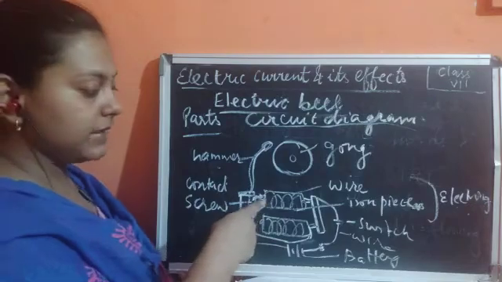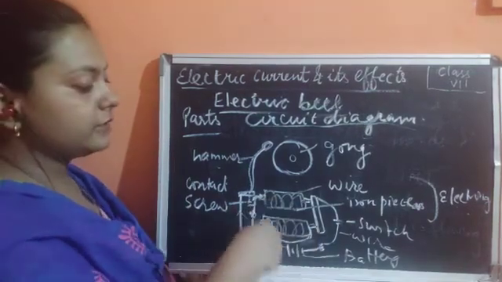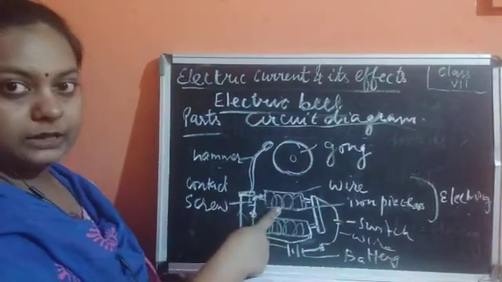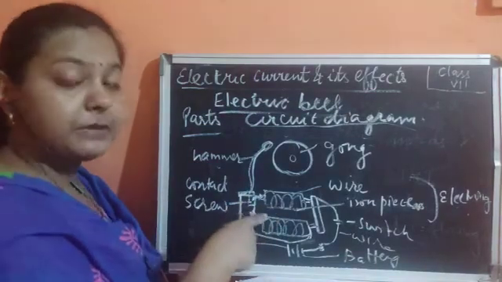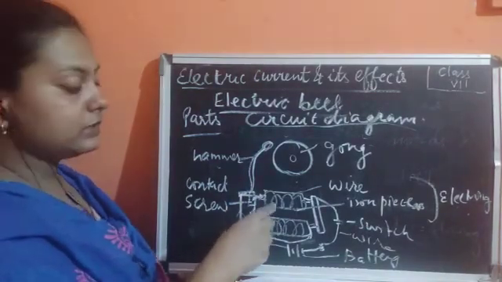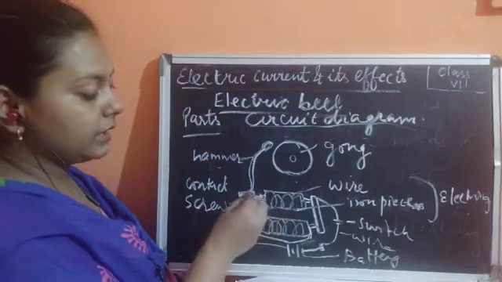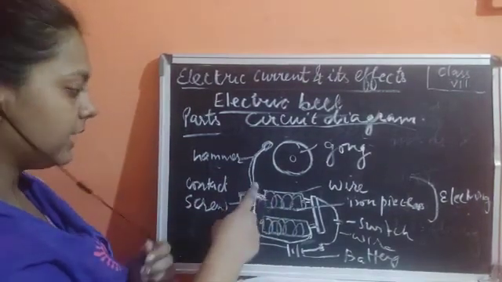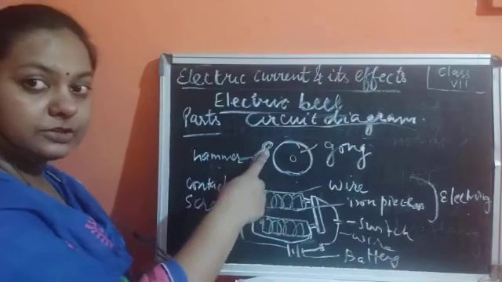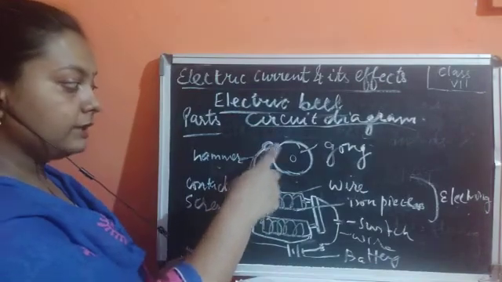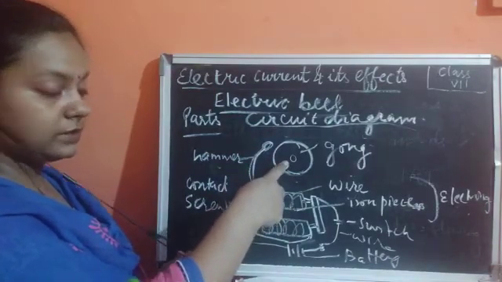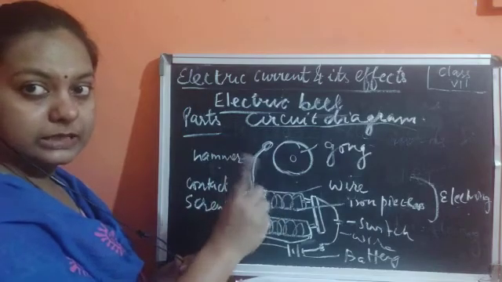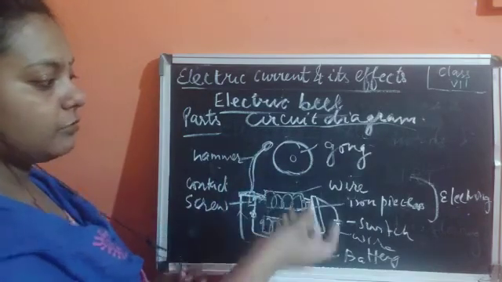Because this behaves like a magnet. First the current flows in this electromagnet, in this iron piece with the wire. Now what happens? Once the current starts flowing, it attracts this iron contact screw. This comes in contact. As a result, the hammer is attached to this contact screw. This hammer is going to hit this gong, and it starts making sound. So that is why you could hear the sound.